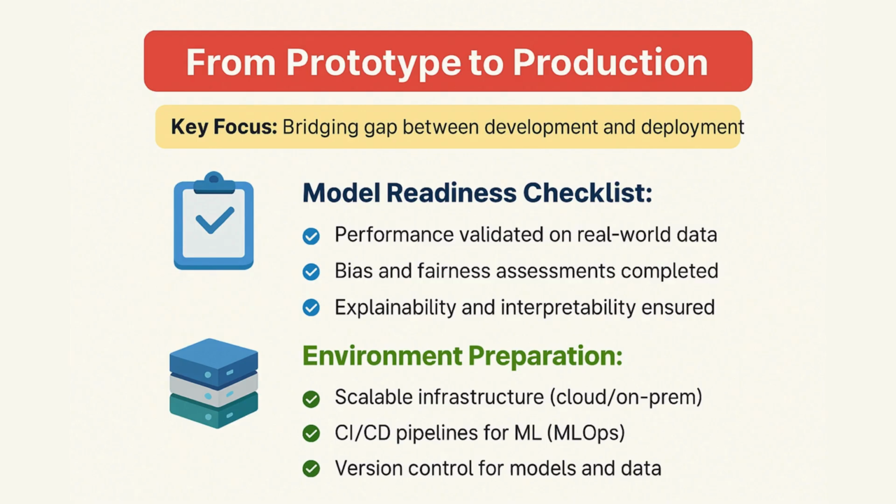Equally important is environment preparation, which emphasizes the need for scalable infrastructure, robust CI/CD pipelines tailored for machine learning, and meticulous version control for both models and datasets. These elements are essential for maintaining reproducibility, traceability, and operational efficiency. Together, these practices lay the groundwork for reliable, ethical, and scalable AI deployment. This slide serves as a concise yet comprehensive guide for practitioners aiming to operationalize AI responsibly and effectively in real world settings.